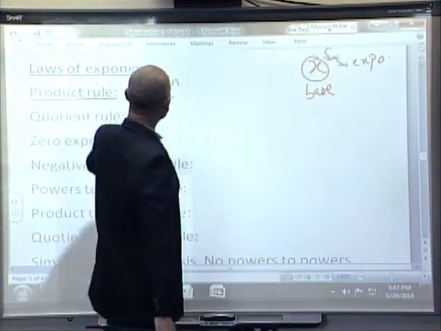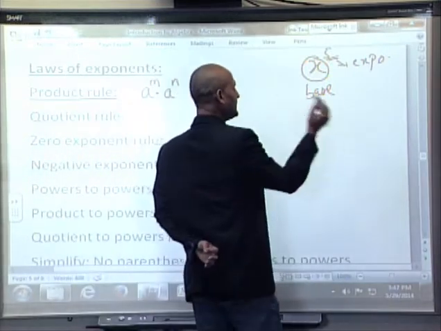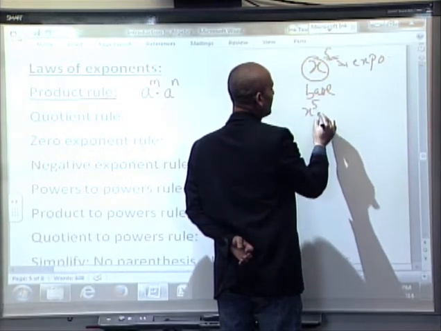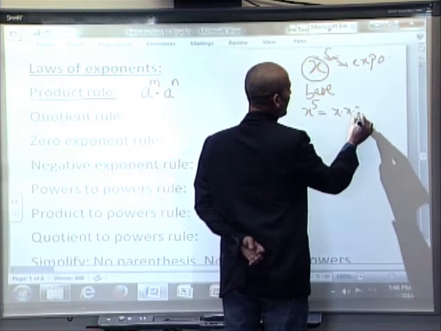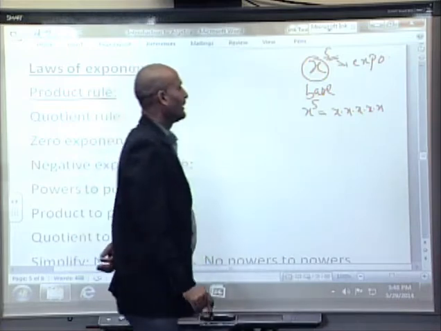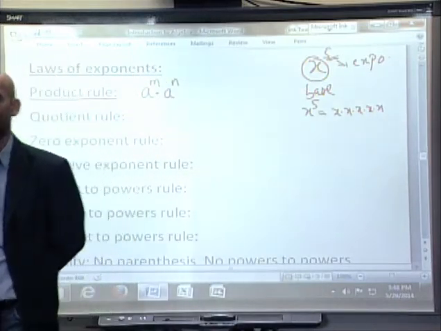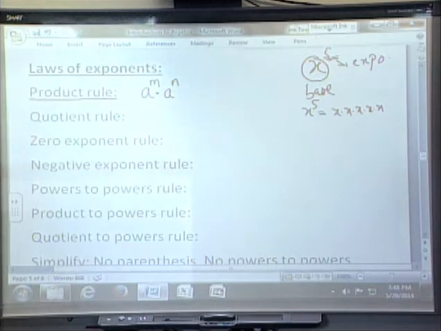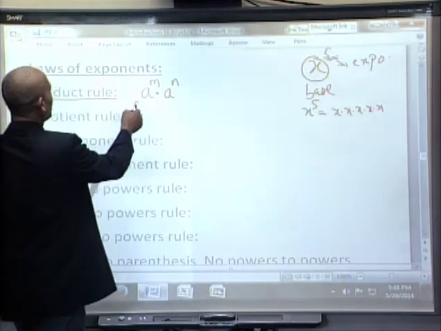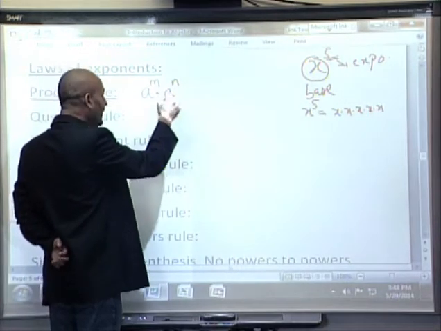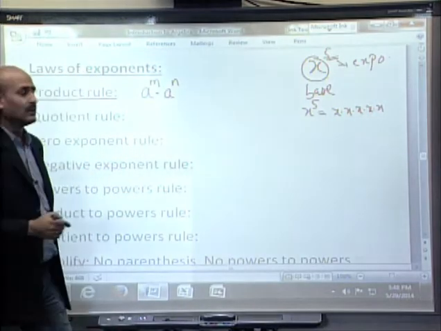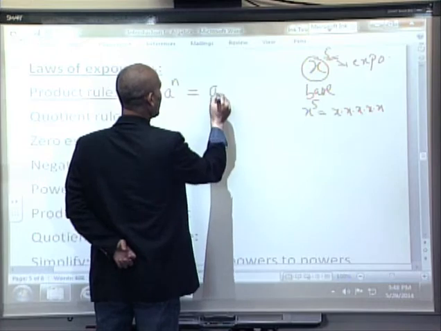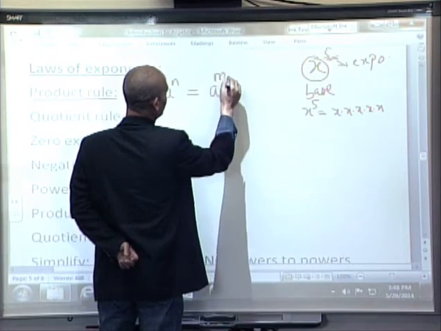Basically, in order to understand the law of exponent, this is what we need to understand. X to the 5 basically means x is multiplied 5 times. X to the 5 is x times x times x times x times x. If a quantity is multiplied 5 times with itself, we get the quantity raised to the 5. So a is multiplied m times and a is multiplied n times, and this total will be equal to a raised to the m plus n.